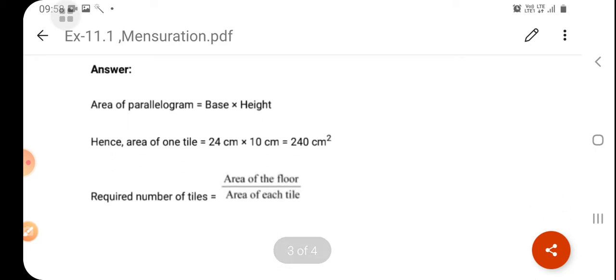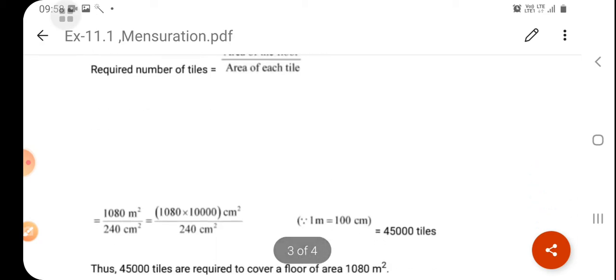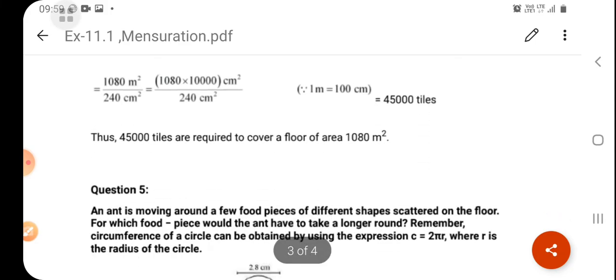So area of the floor is 1080 and area of each tile, we will divide this to get the number of tiles. So number of tiles, area is given in meter square, and the area of tile we have calculated here in centimeter square. So we will multiply this meter square with 10,000 to get into the centimeter square. Okay, so we will get here 45,000 tiles as answer.